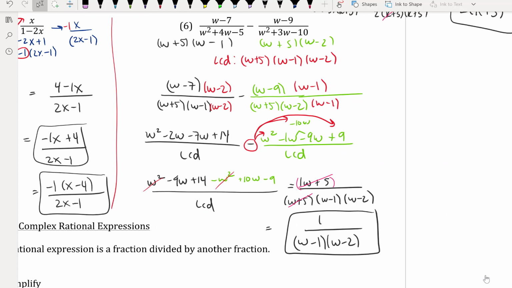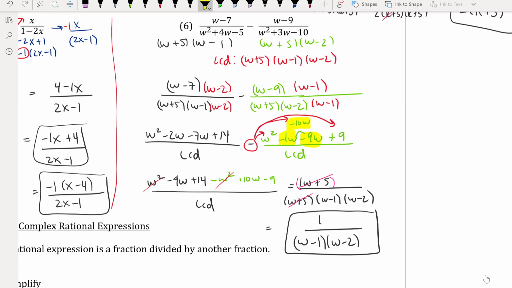For number 6, what I ended up doing is I factored both the denominators. I found my LCD. I multiplied the denominator by what was missing. I saw that subtraction sign. I distributed. But please note that what I did, just to kind of save myself room, I knew that -1w and -9w was going to give me a -10w. So here I just wanted to make sure that you understand that -1 and -9 gave me that -10. Combining those two together gave me -10.